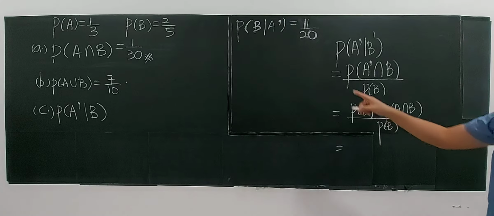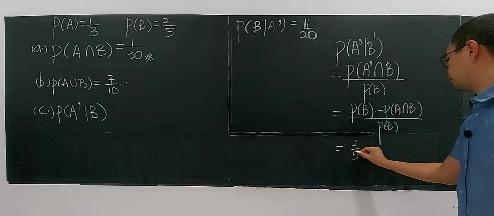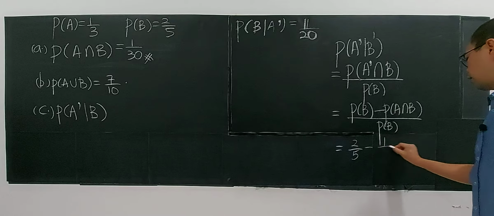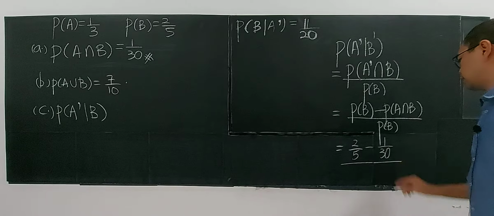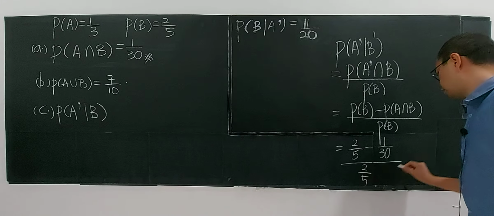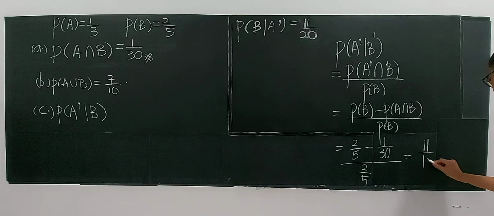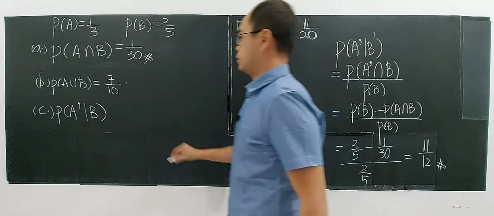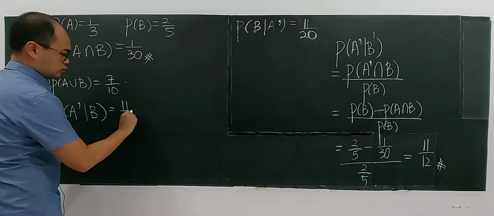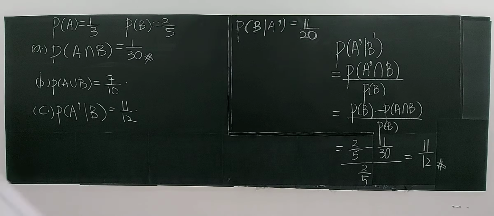So apply the formula, take the values: 2 over 5 minus A intersect B, 1 over 30, overall divided by the probability of B, 2 over 5. Let's calculate. Which gives you the value of 11 over 12. So this will be the answer for part C, 11 over 12.